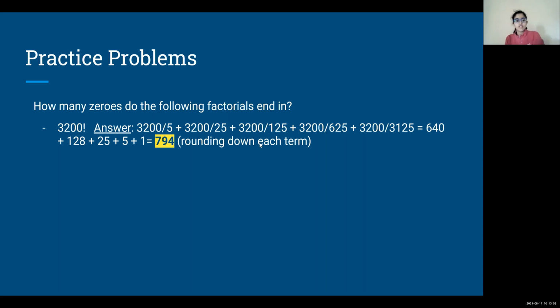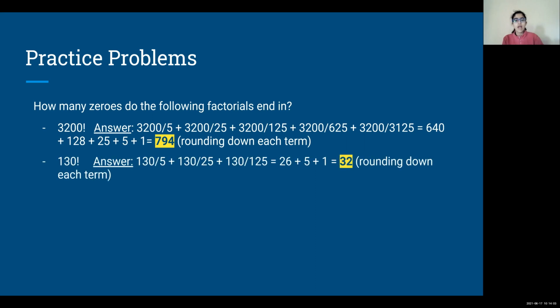If you round down after you add, you're going to get the wrong answer. So make sure to round down after you find each term. Then number 2, 130 factorial. We use the strategy again. We do 130 divided by 5 plus 130 divided by 25 plus 130 divided by 125, and we get 26 plus 5 plus 1, and that's 32 after rounding down each term.